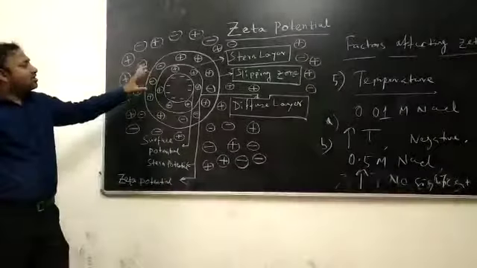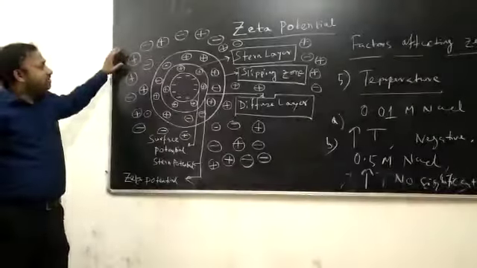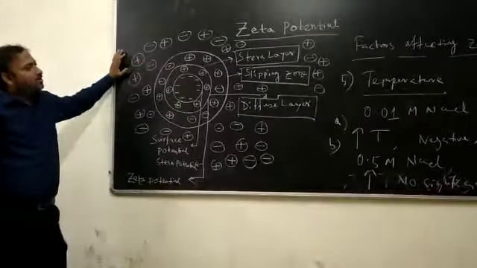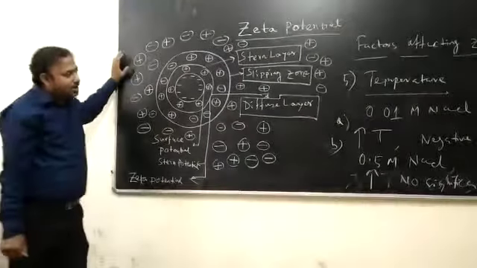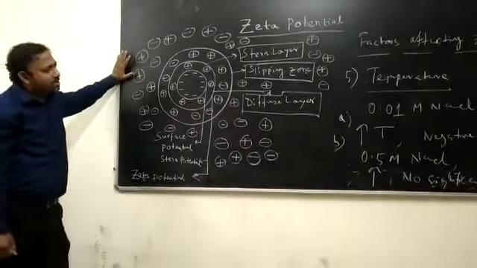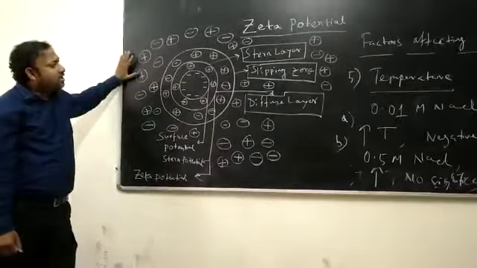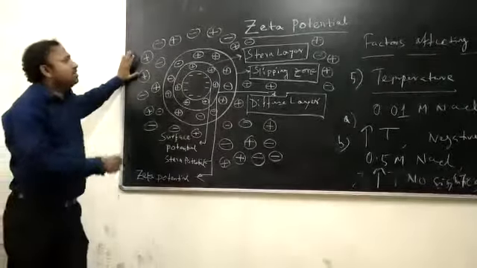So in a colloidal dispersion, these two things generally determine whether the zeta potential will be high or low. If the zeta potential is greater than 30, we generally consider the colloidal dispersion somewhat stable. And if it is greater than 61 millivolts, it means it is a highly stable colloidal dispersion.